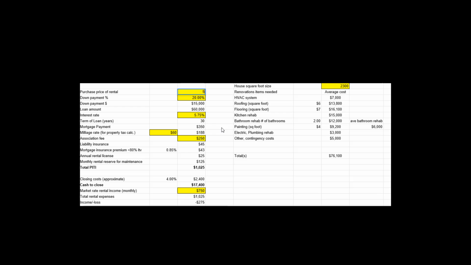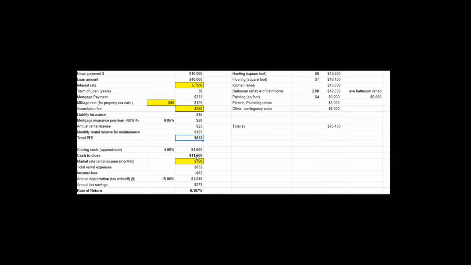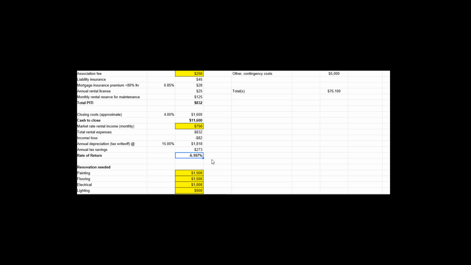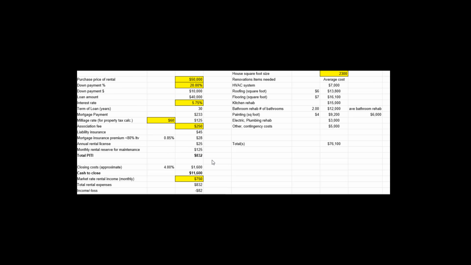If we knock it down to $50,000, we're looking at $832. That's your total PITI, but our monthly rental is $750 a month. So that's another issue, because we're going to be losing money on this investment. Rate of return is -6%. We want positive, not negative. So here's a problem, and it's happening a lot, especially in the lower income areas. Rents are going up big time. So poor people can't even afford to live in a poor area of the neighborhood.